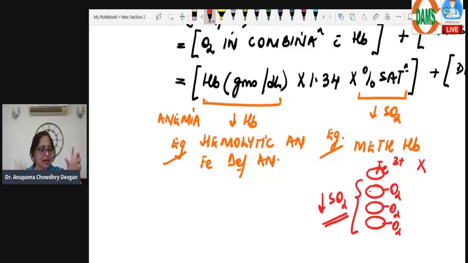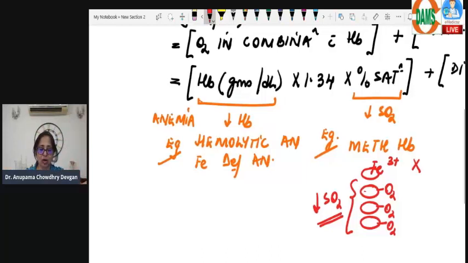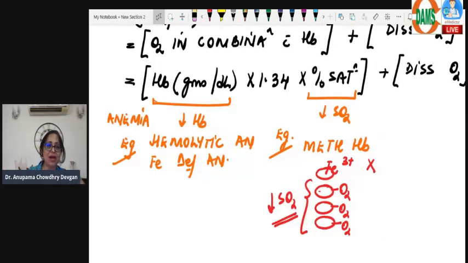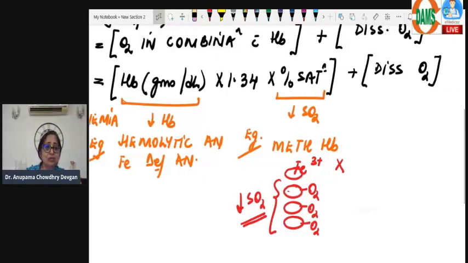Have you understood? Anemia could be due to a decrease in hemoglobin, or it could be due to a decrease in saturation. How do you calculate oxygen in combination with hemoglobin? Hemoglobin in grams per deciliter into 1.34. Why 1.34? Because 1 gram of hemoglobin can transport 1.34 ml of oxygen, into, like I said, saturation. So anemia could be due to a decrease in hemoglobin or a decrease in saturation.